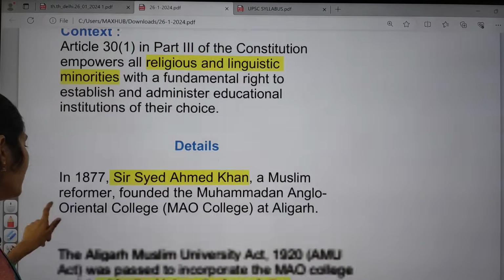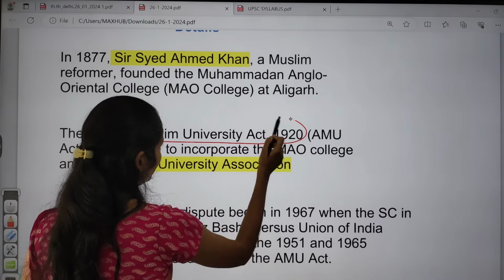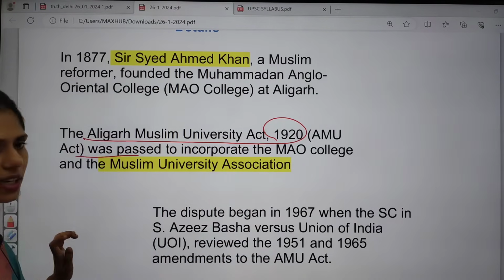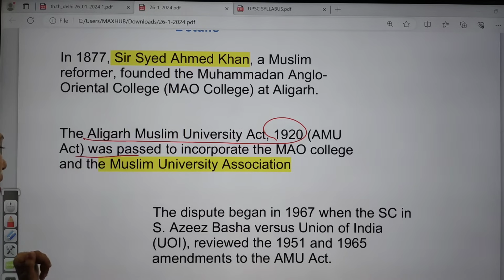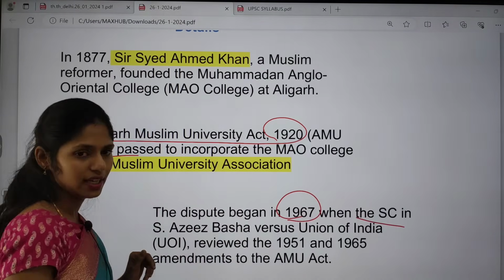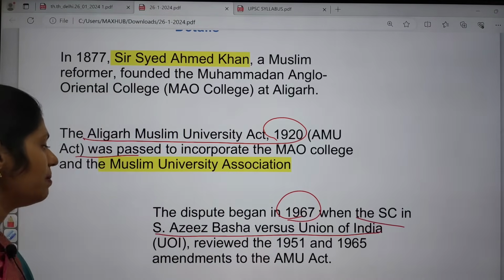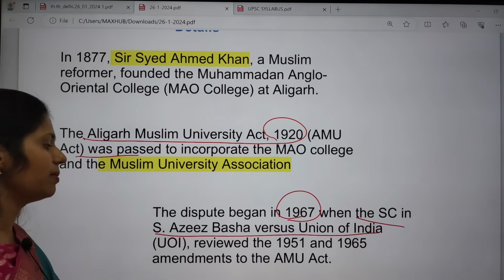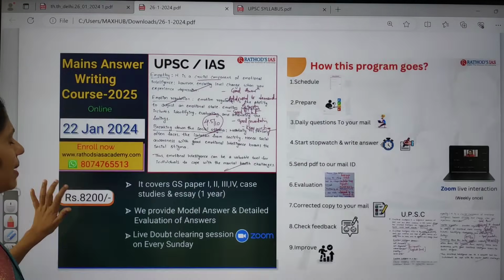In 1877, Sir Syed Ahmad Khan, a Muslim reformer, founded the Mohammedan Anglo-Oriental College at Aligarh. The Aligarh Muslim University Act of 1920 was passed to incorporate the Mohammedan Anglo-Oriental College and the Muslim University Association. This dispute began in 1967, when the Supreme Court, in the famous case Azeez Basha versus Union of India, reviewed the 1951 and 1965 amendments of the AMU Act. So this is about this topic, and this is about our mains answering course.